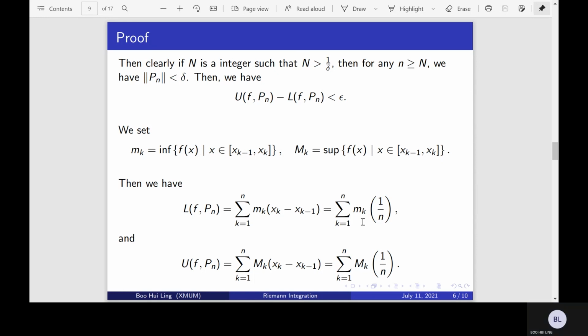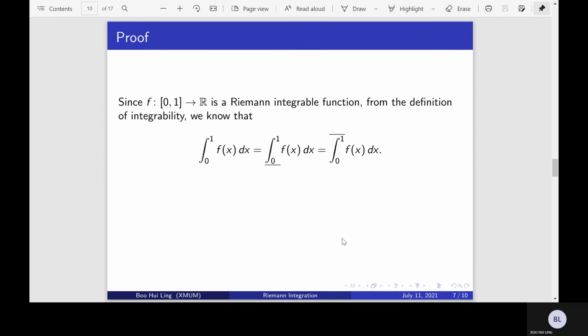And now, since f is a Riemann integrable function, and from the definition of integrability, we know that the integral of f from 0 to 1 is equal to the lower integral as well as the upper integral. Then we also know that the integral of f from 0 to 1 is greater than or equal to the lower double sums and less than or equal to the upper double sums.